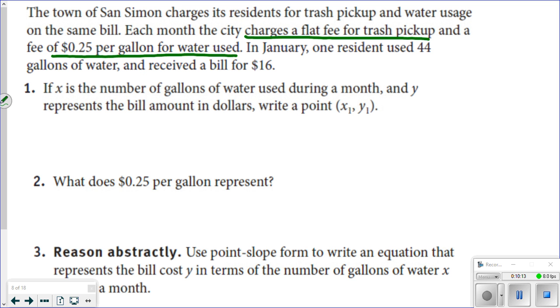In January, one resident used 44 gallons of water and received a bill for $16. Go ahead and pause and reread that paragraph if you need to, and mark the text. Underline, highlight, circle, box in.